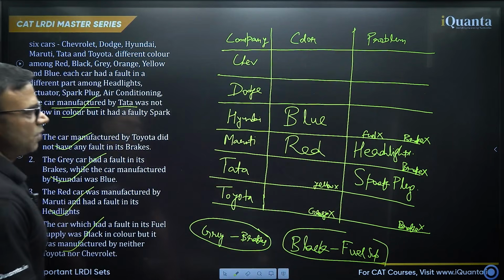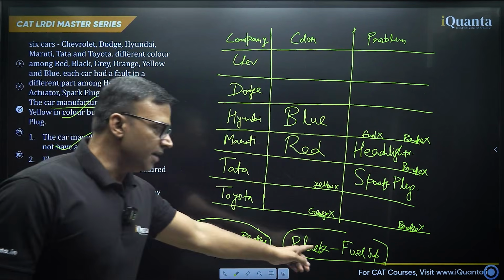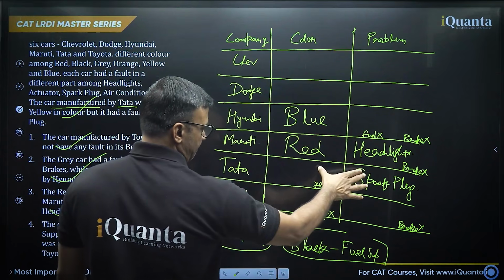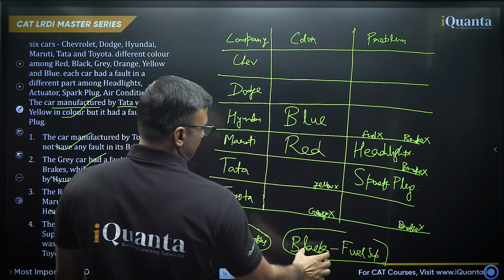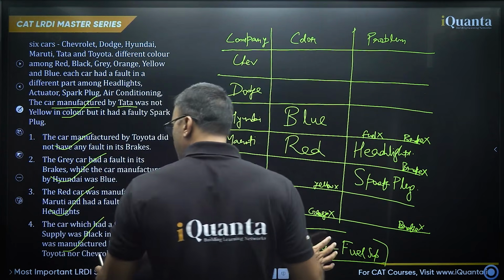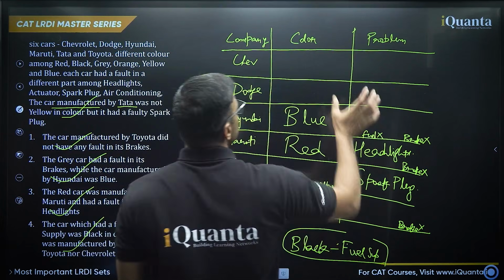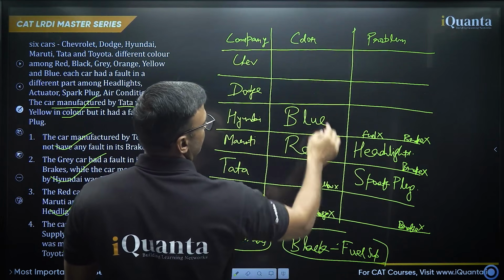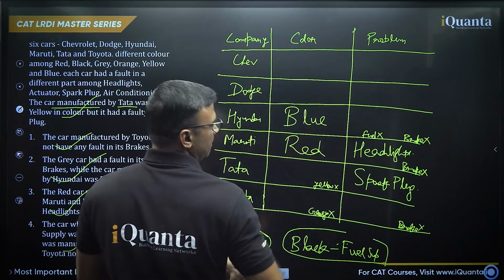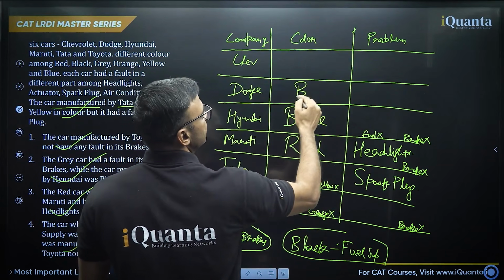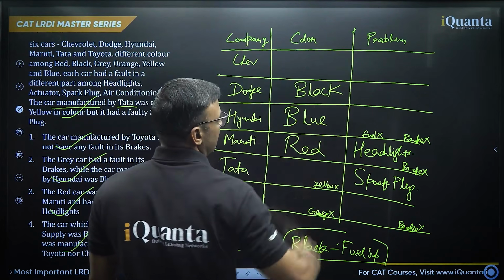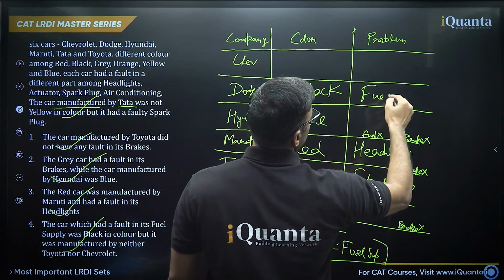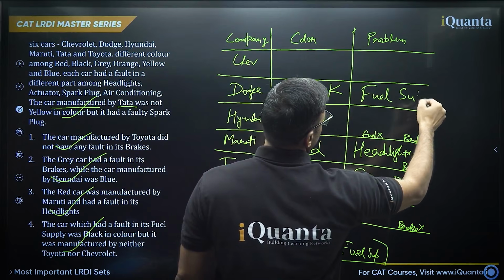Okay. So what does that mean? Where will black and fuel supply go? Think about it. Black and fuel supply cannot be Toyota, and cannot be Chevrolet. So Chevrolet is gone, Toyota is gone, Tata is occupied. So the only option left is Dodge. So Dodge is black color and fuel supply is the problem.